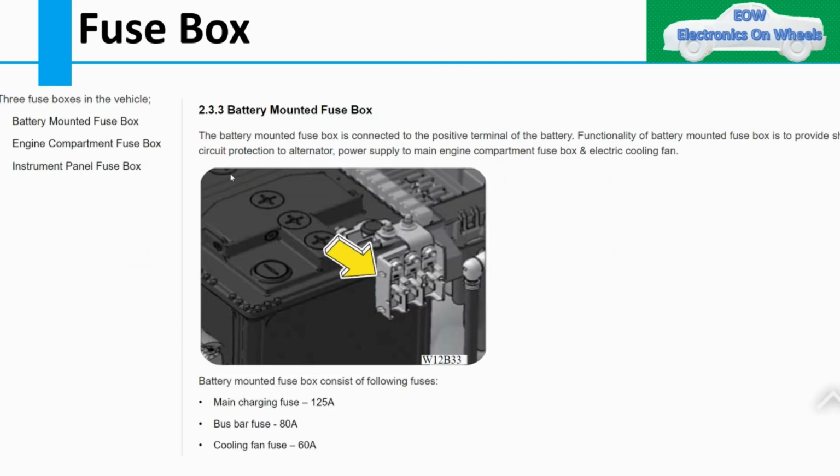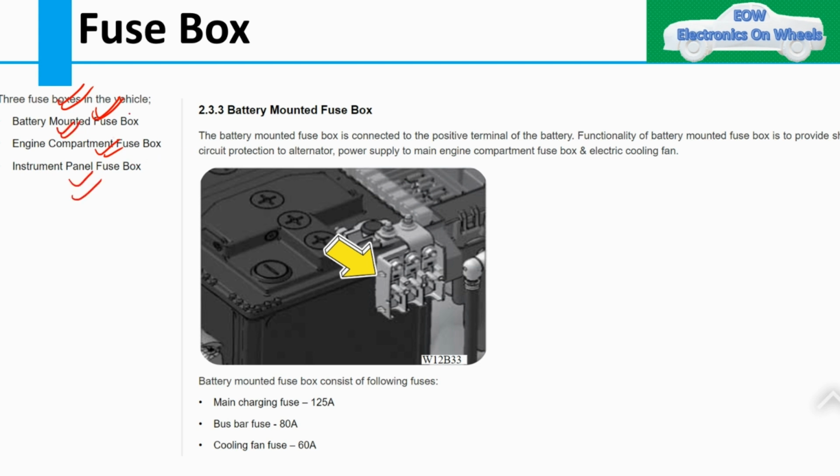Then let's talk about the fuse box. This is the last component we are covering, and after that we will move to the schematics. There are three fuse boxes, as you know, in most vehicles, whether a Tata Nexon or Mahindra or any other. In luxury vehicles you might get different types of fuse boxes, but here we are using these types only: the battery mounted fuse box, the engine compartment fuse box, and the instrument panel fuse box.